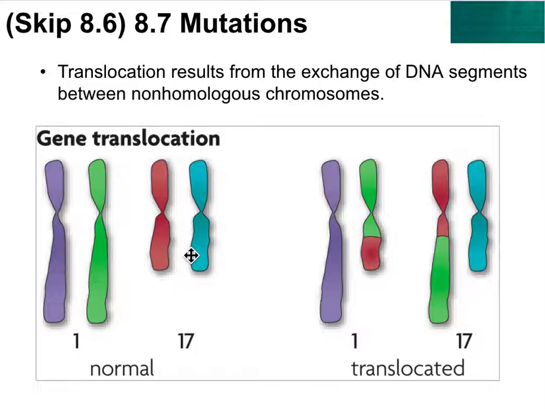Remember, we have 23 pairs. We'll go over here. If they're translocated, it means a piece of number 1 didn't trade with the other number 1, its homologous pair. It traded with a completely different chromosome altogether. In this case, they just use the example of 1 switching up with 17. So that's translocation, a totally different spot.